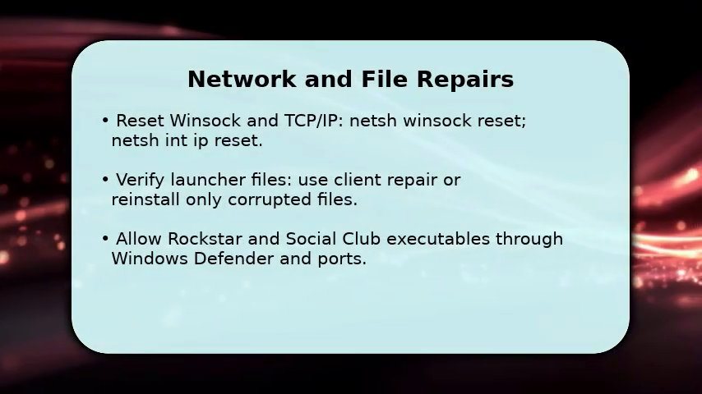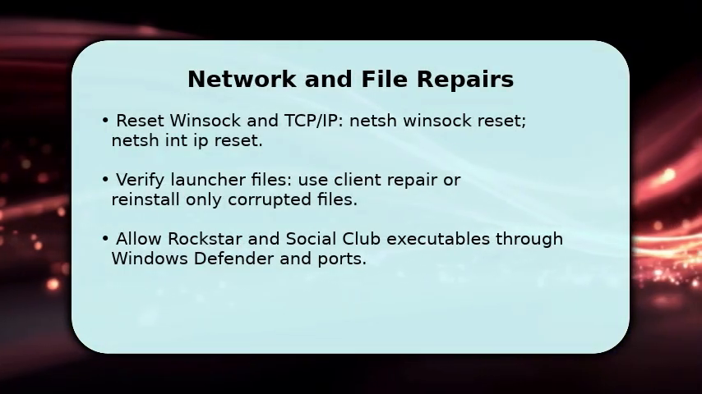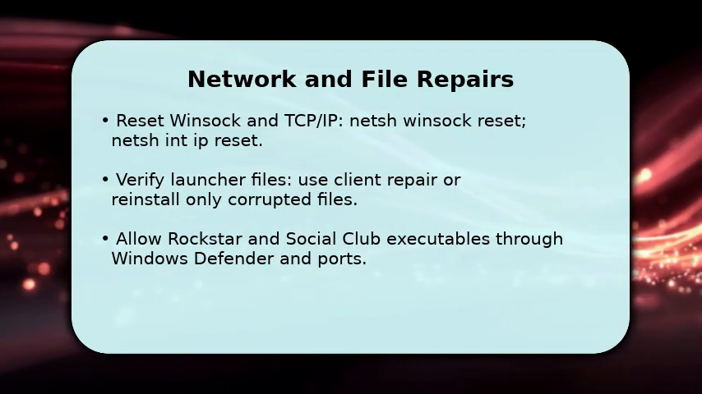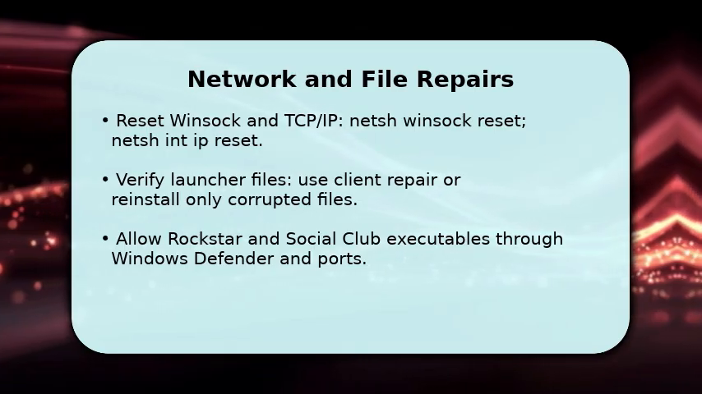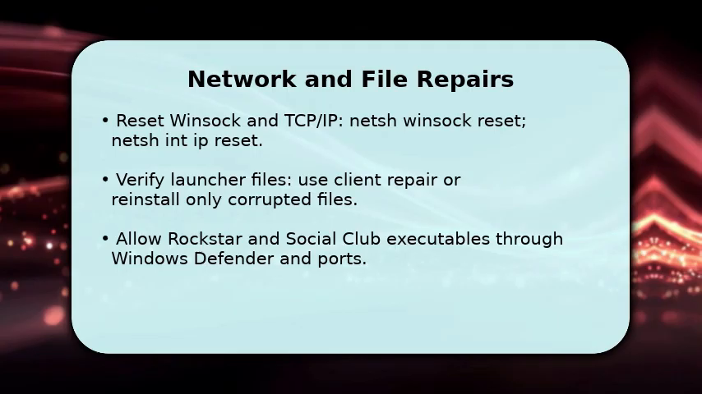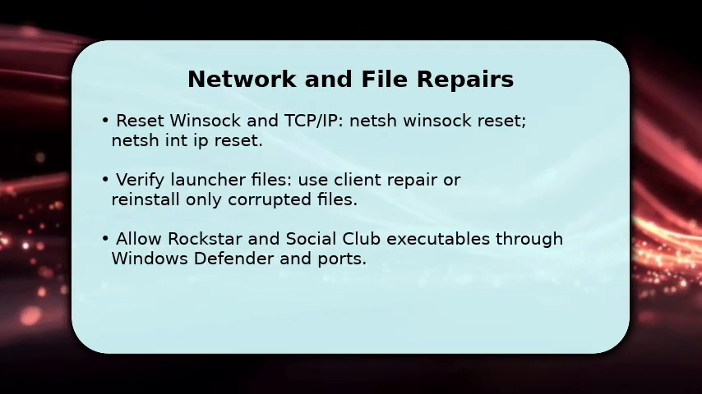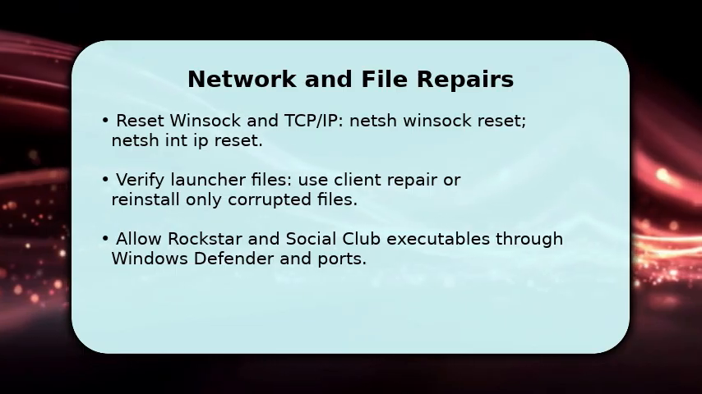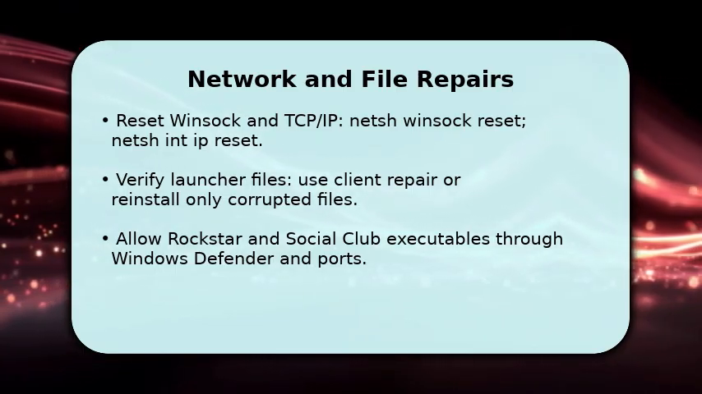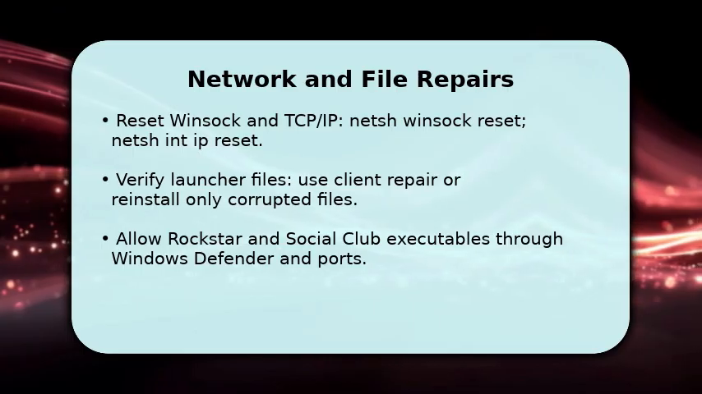Next, focus on network stacks and launcher integrity, since error hash 6087 often stems from corrupted network settings or files. Reset WinSock and TCP/IP using netsh commands to fix low-level socket problems, and run the launcher's repair tool or reinstall only corrupted components rather than a full reinstall.